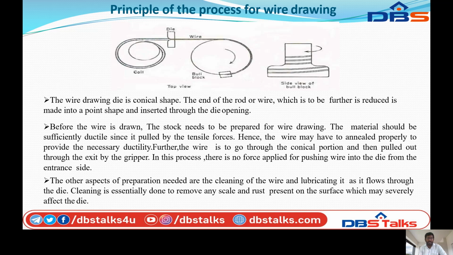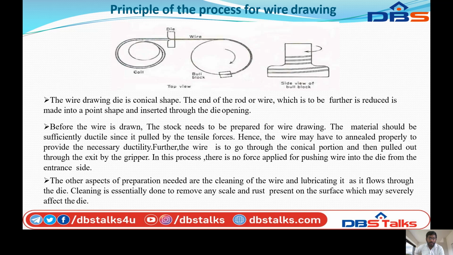So this is the side view. We can see the side view. So the wire will rotate, and in this side view it rotates the bull block with different angles. Finally, this is completed. We replace it to another block.